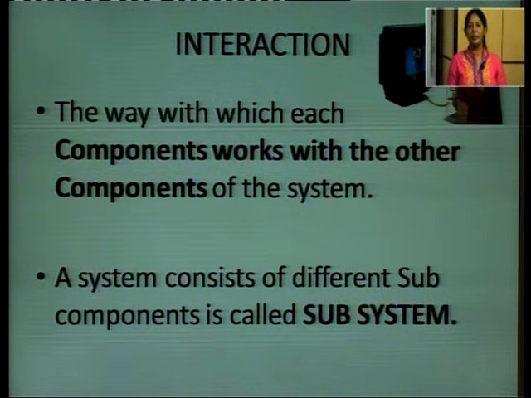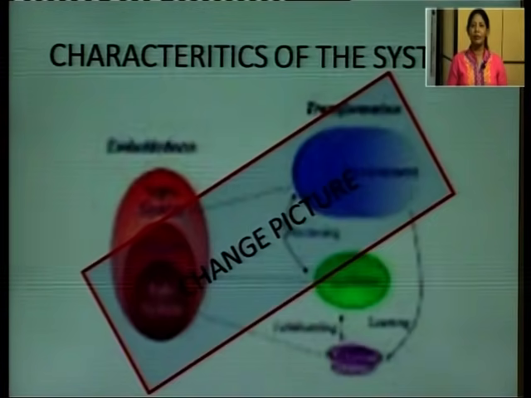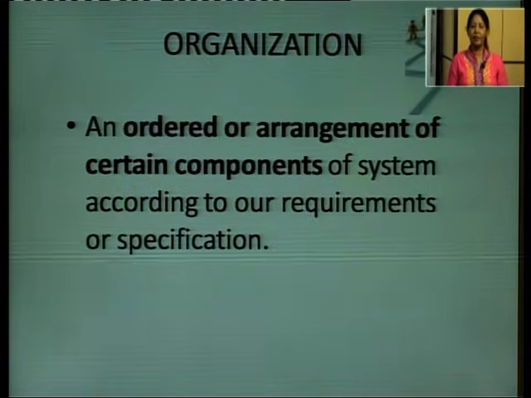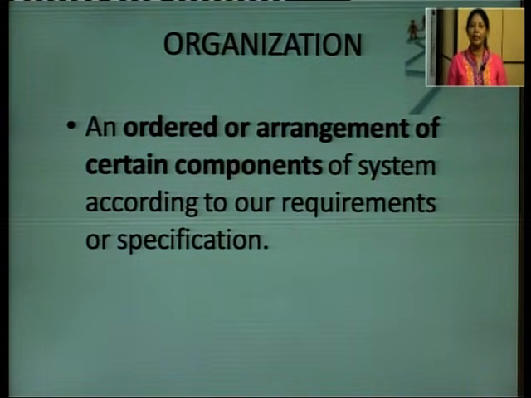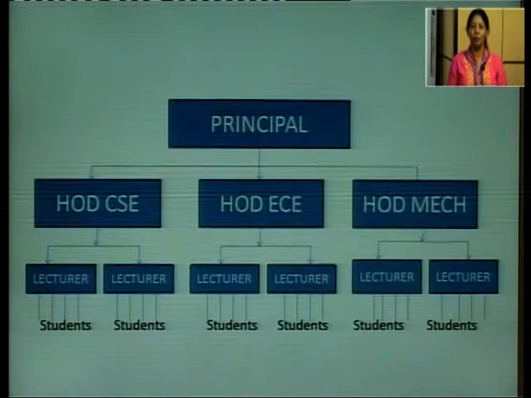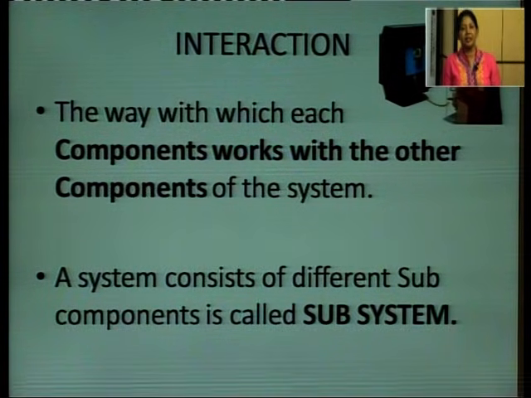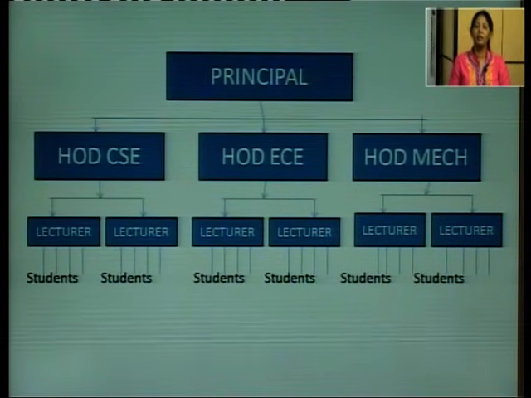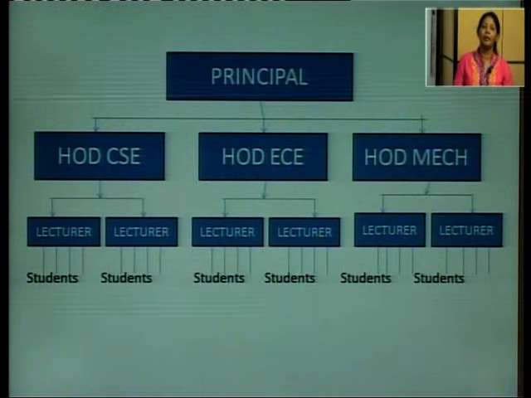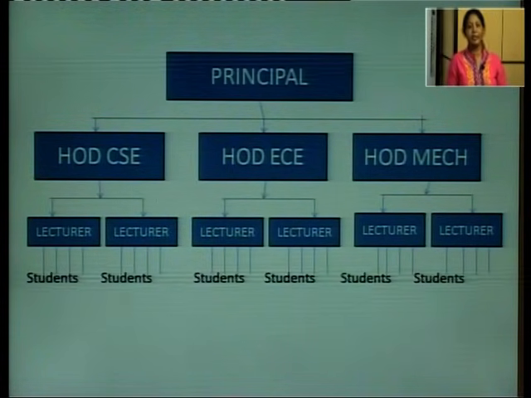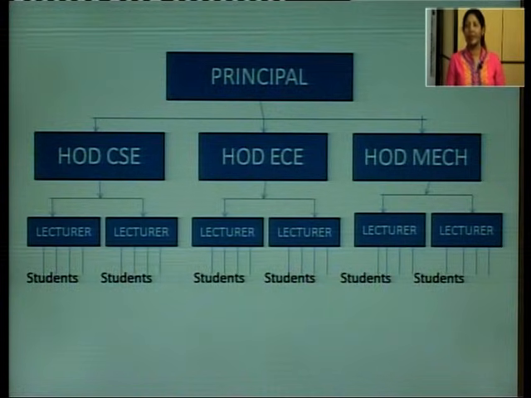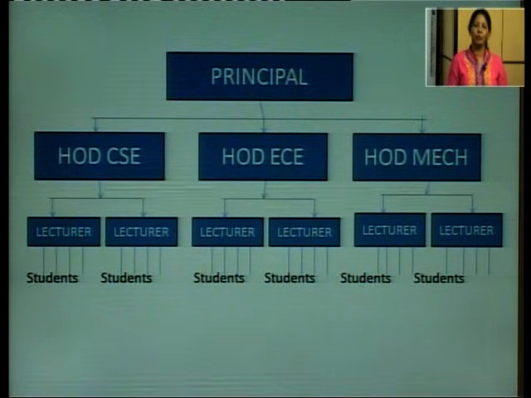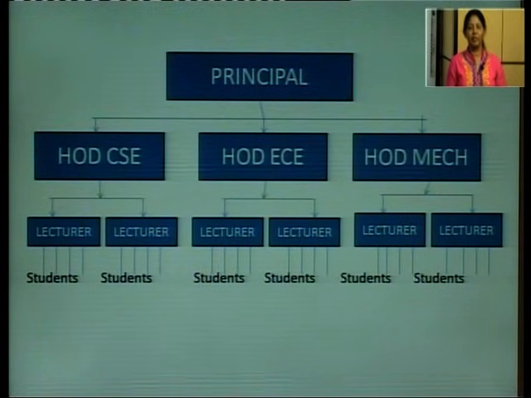The best example of this interaction is your computer system, where the different parts of the computer interact with each other to achieve the goal. So interaction is the components working with the other components of the system. Again, in our college, the principal can interact with the HODs, HODs can interact with the lecturers, lecturers can interact with the students, and the same in the opposite direction. Students can interact with the lecturers, HODs or the principal.